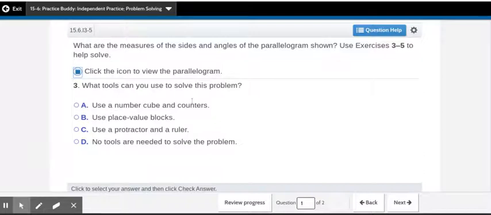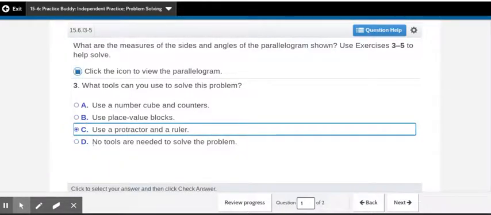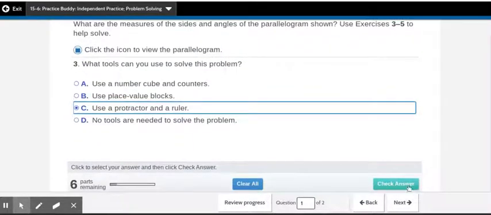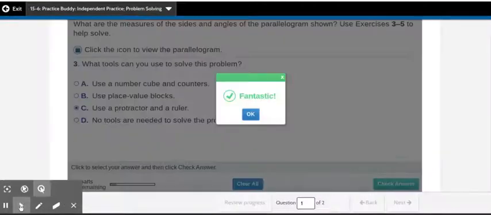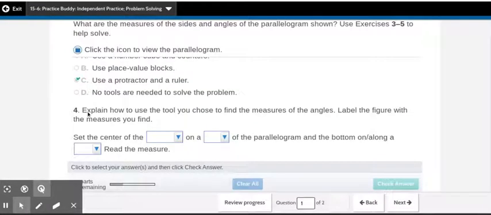Use a number cube and counters, that doesn't help. Use place value blocks, that wouldn't help. Use a protractor and a ruler, I did mention that. And then it says no tools are needed. That's incorrect information. Let's check our work. We are correct.